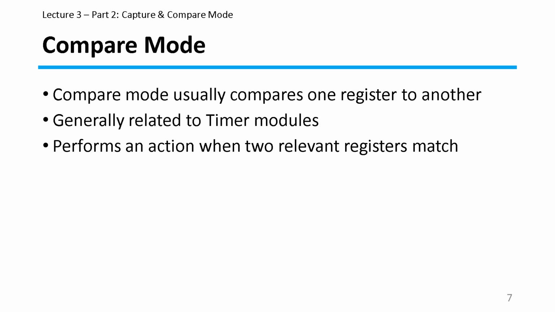Compare mode usually compares one register to another, and they are generally related to the timer modules. So generally you would have a microcontroller which uses a compare mode to compare, for example, the current time with a specific register, which then triggers something else. As I said, it performs an action when two relevant registers match.